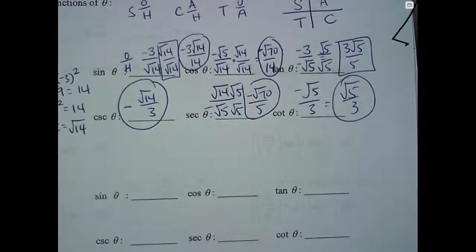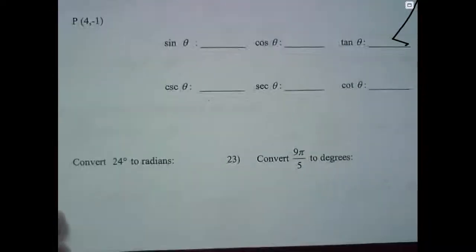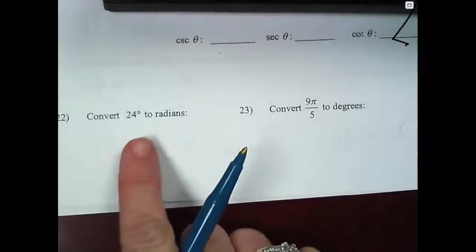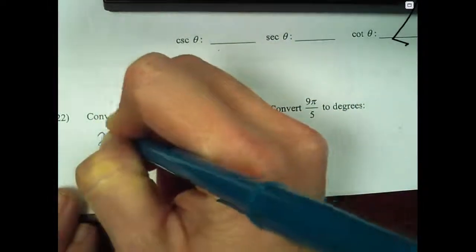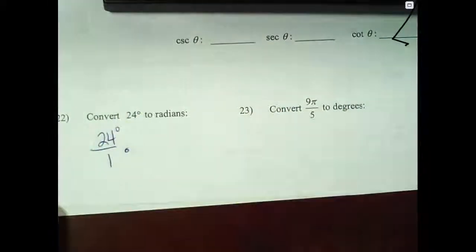Alright, let's move down to the bottom, 22 and 23. You guys on your own can fill in 21. Convert to radians. So remember how to convert to radians? Okay, if I want to convert to radians, then I want to get rid of my degree, right? I got to cancel my degree. So let's write 24 over. So if you want to turn it into radians, radians goes on top. That's your little secret.